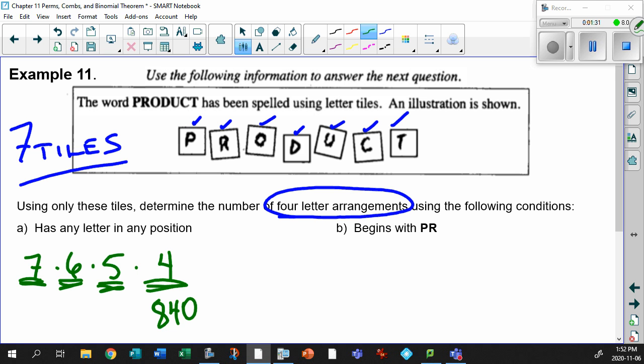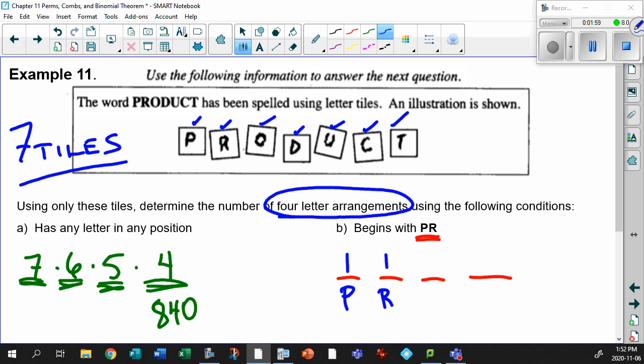Now, let's play. Look at this. This now has to start with PR. Very important to understand this. It has to start with the letter P. So you got 4 positions, right? You have to start with the letter P, so that means you only have one choice. Your next one has to be R. You got another choice, just one.